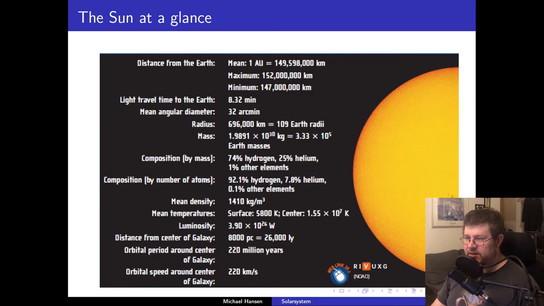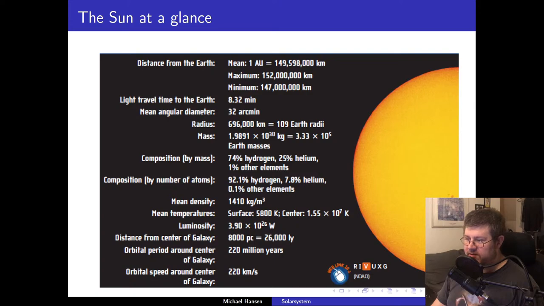That is 3.3 times 10 to the 5th Earth masses. The composition by mass is 74% hydrogen, 25% helium, and 1% other elements. That is usually what we refer to as heavy elements, or as astronomers call them, metals. So we have hydrogen, helium, and metals. Very easy. You can also say composition by number of atoms. It is over 90% hydrogen, a little bit of helium, and very, very little of other elements.